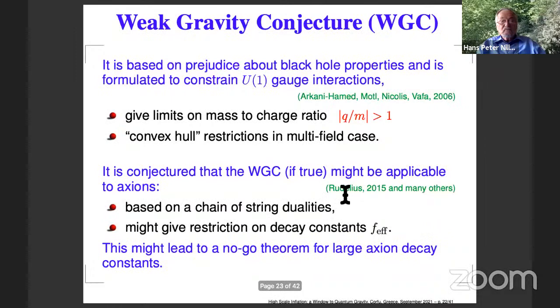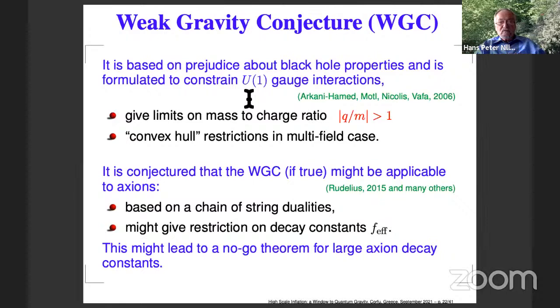And here I come to a point which is the so-called weak gravity conjecture. It's based on some prejudice about black hole properties, and it was formulated in 2006. In some way it says that flat directions should not appear in, let's say, a symmetry. So for example, you should not have a global symmetry. If you have, let's say, a U1 gauge interaction and the coupling becomes smaller and smaller, at a given point it will go to zero and you will have a global symmetry, which is problematic in quantum gravity.